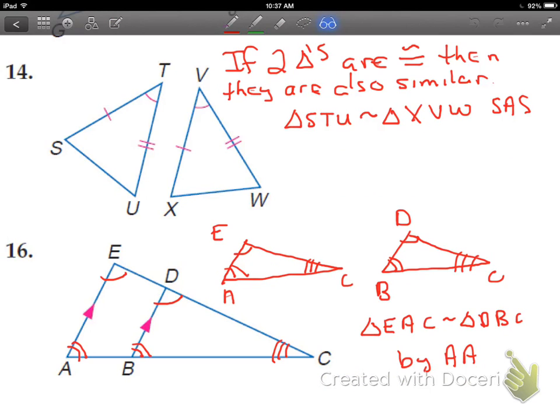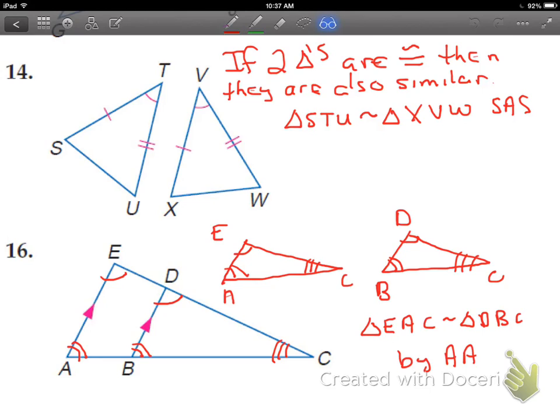On number 14, the two triangles are actually congruent, which means they're the same size and shape, so they're similar, which only requires them being the same shape. And so triangle STU is similar to triangle XVW by side, angle, side.